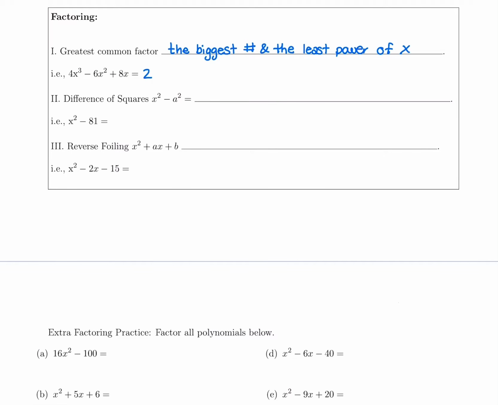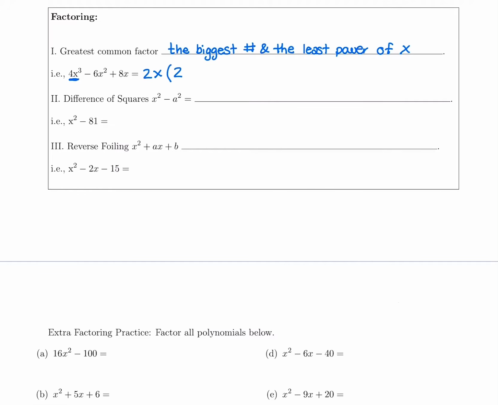And then I'm just looking for the least power of x. So between x cubed, x squared, and x, the least power of x is just a regular x. So there's my greatest common factor. Biggest number, least power of x, and then we're just multiplying back to get to where we started. So I'm thinking about 2x times what gives me 4x cubed. Well, 2 times 2 gives me 4, and then when you multiply bases, you add exponents.